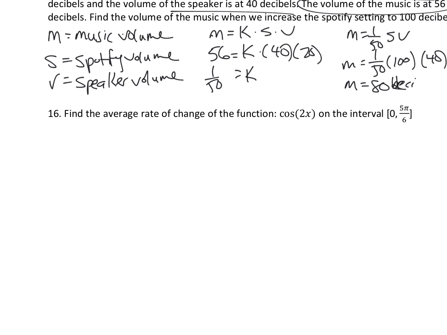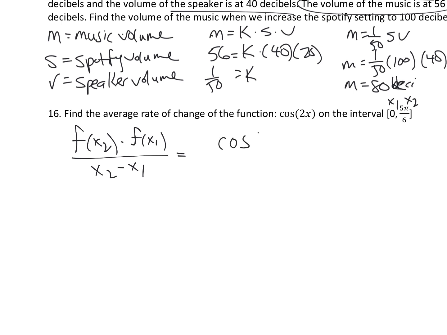Then the next one, find the average rate of change of the function cosine 2x on the interval. So remember, we have this formula: f of x2 minus f of x1 over x2 minus x1. Here's x1, here's x2. So if I plug these in, now initially I don't know cosine of 5 pi over 6.